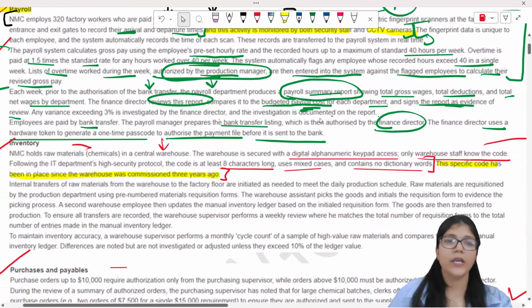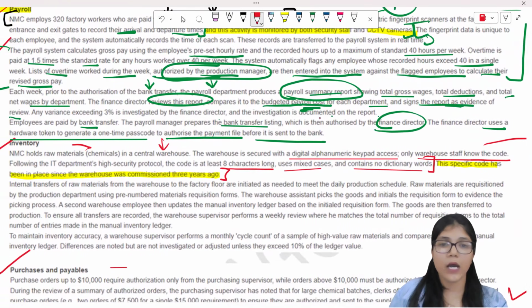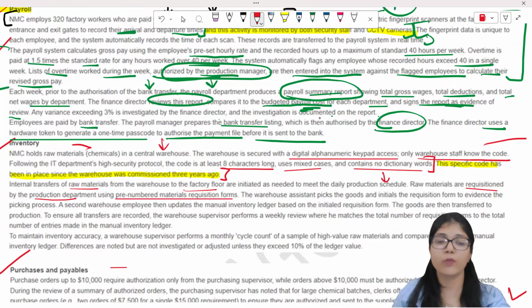Internal transfers of raw material from the warehouse to the factory floor are initiated as needed to meet the daily production schedule. So you do the internal transfers of raw materials to the factory because of course you need to process the raw materials as per the production schedule. Raw materials are requisitioned. Requisitioned basically means requested by the production department using a pre-numbered material requisition form. So already pre-numbered 1, 2, 3, 4. You use pre-numbered requisition cards.